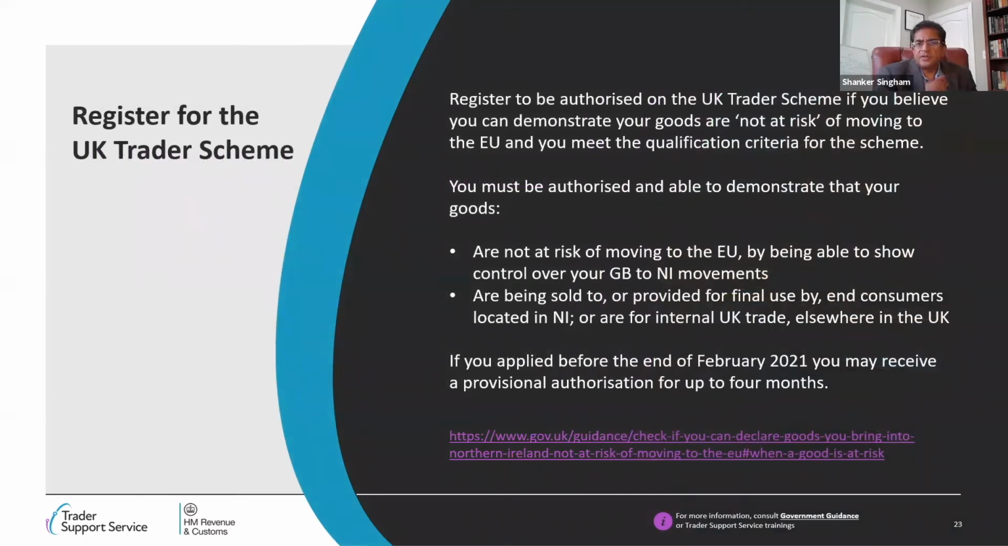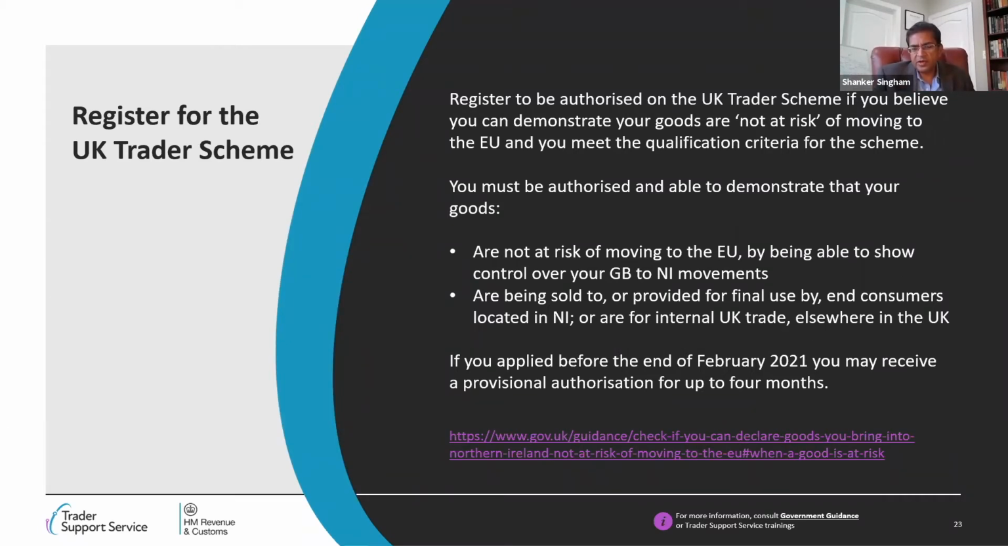So how do you register for the UK trader scheme if you're on the second check there? First of all, you've got to be able to demonstrate your goods are not at risk. You've got to have some kind of visibility over those GB NI movements. You've got to be able to know that there's no risk that they will go to Ireland. You've got to be selling under the terms of the protocol, selling to or providing for final use by end consumers located in Northern Ireland, or there for internal UK trade elsewhere in the UK. That's the part about the UK single customs territory.